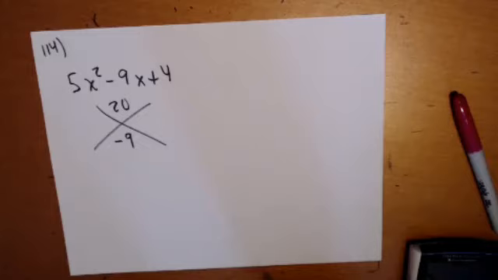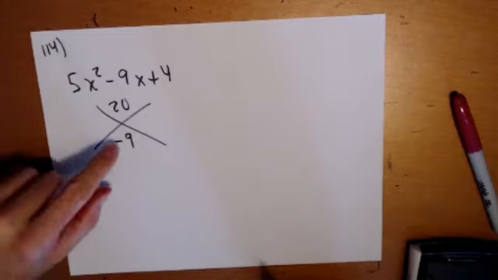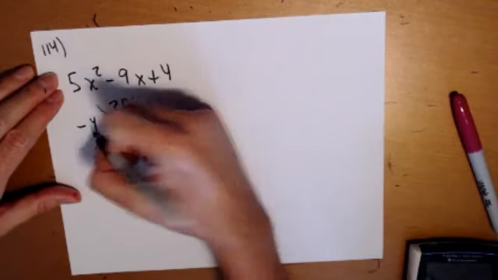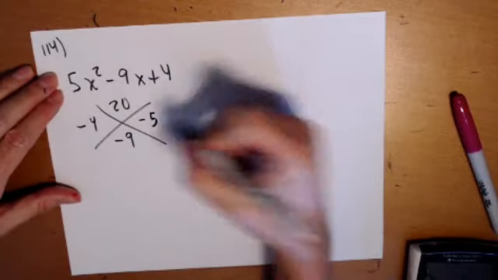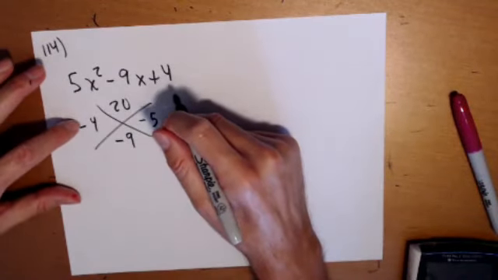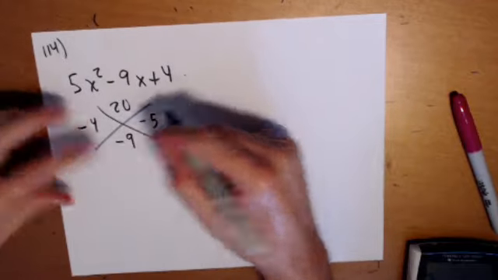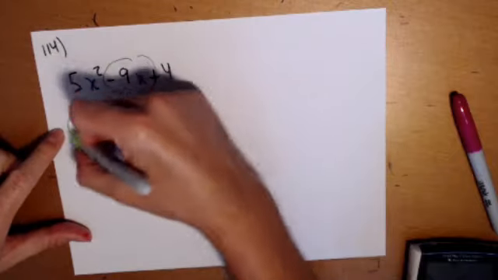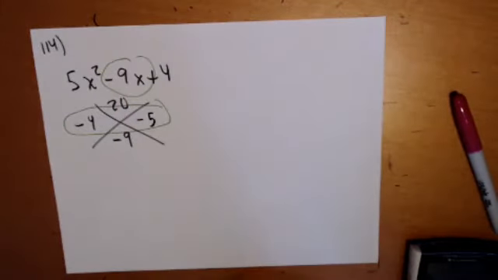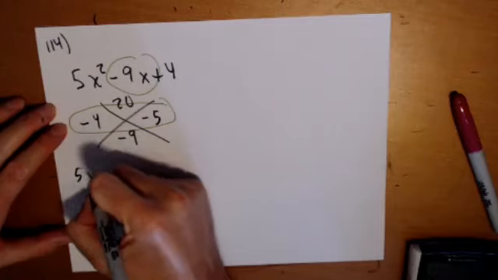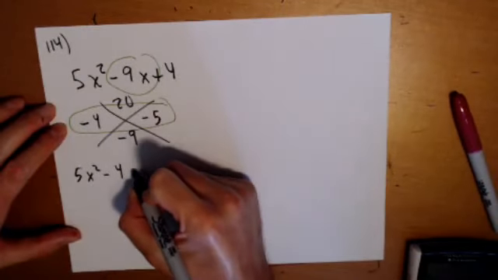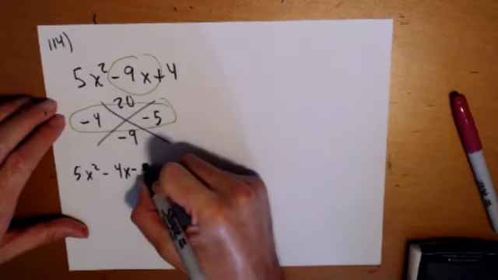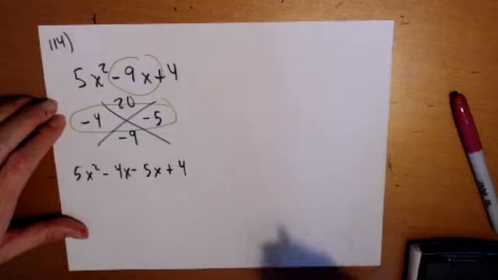-4 and negative. So 4 and 5 add up to 9, right? But it needs to be negative. So -4, -5. See how those guys multiply to give 20, but add to give that. So all we're going to do is replace this with this, the x method, because of the AC method. So 5x squared minus 4x. Make sure you put little x's when you rewrite things, minus 5x plus 4.